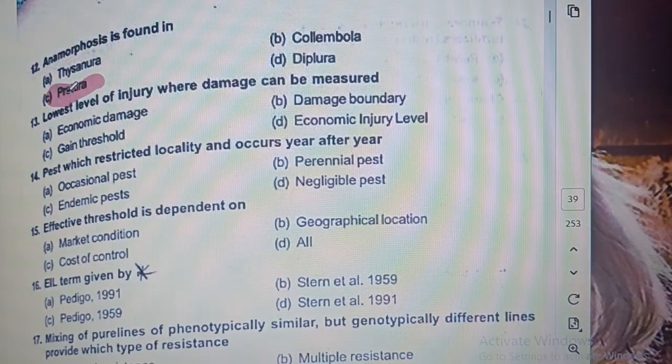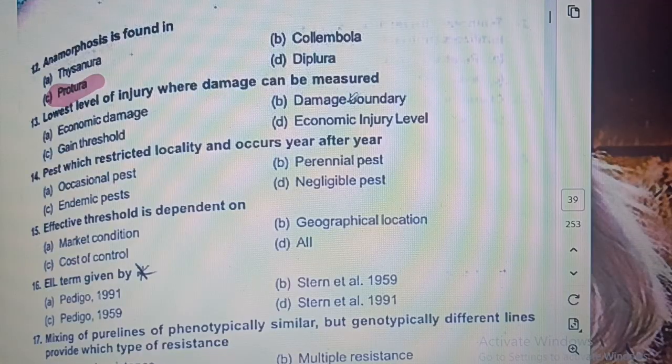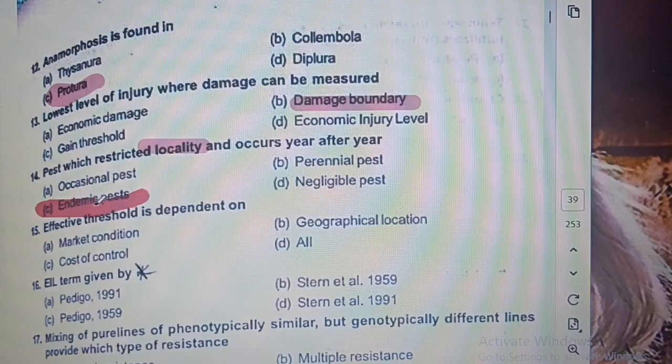Next question is the lowest level of injury where damage can be measured. It is known as the damage boundary. Then, a pest restricted to a locality that occurs year after year. Wherever you find this locality term, it means these kinds of pests are known as endemic pests.